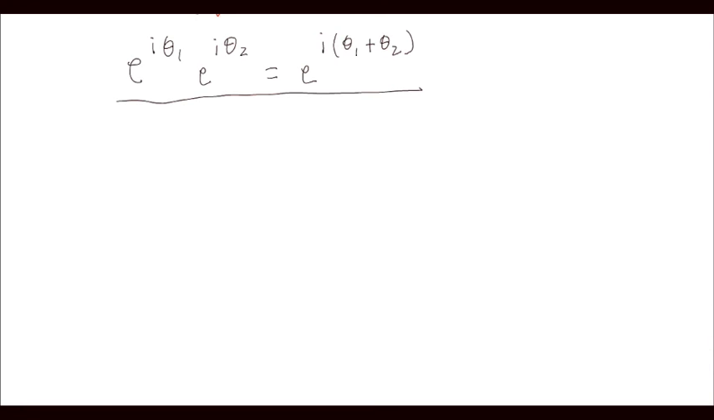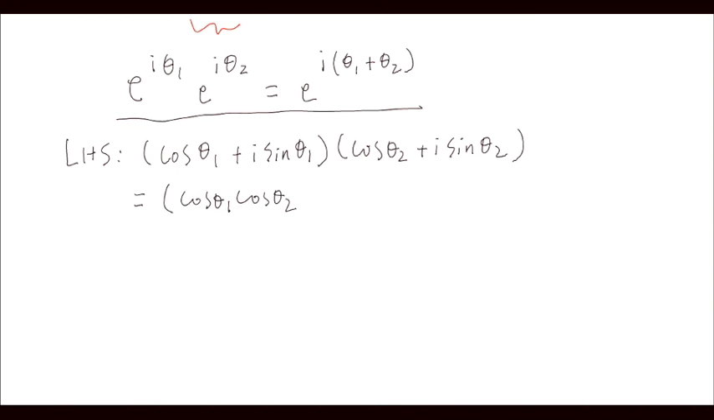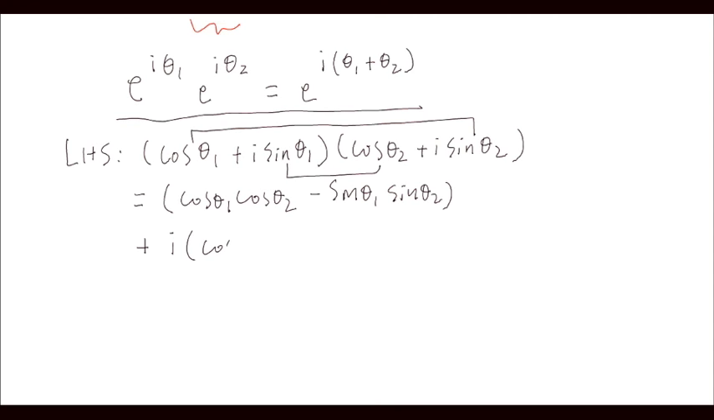The left hand side is (cosine theta 1 plus i sine theta 1) times (cosine theta 2 plus i sine theta 2), right? It's equal to what? Cosine theta 1 cosine theta 2 minus sine theta 1 sine theta 2. This is the real part, right? And plus the imaginary part, i times what comes from the cross terms here, multiplying these two and multiplying these two. So that is cosine theta 1 sine theta 2 plus sine theta 1 cosine theta 2, right? Okay, this is the left hand side.